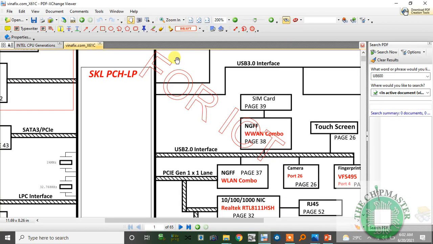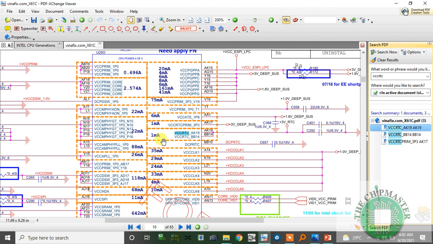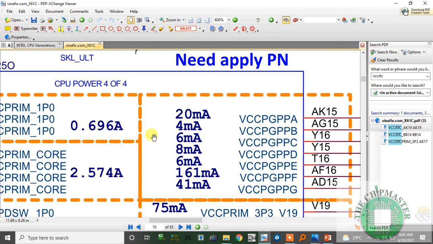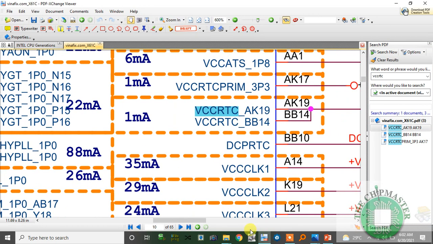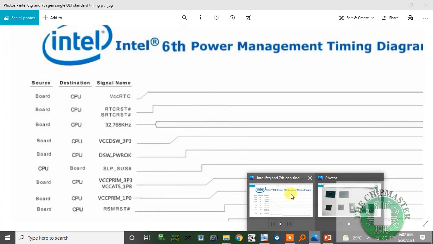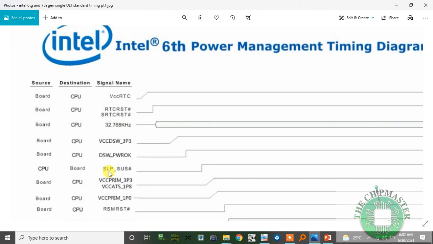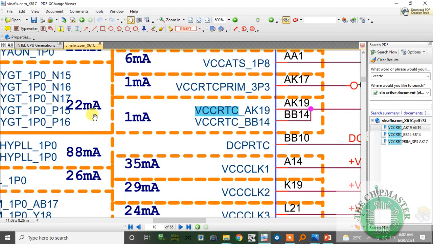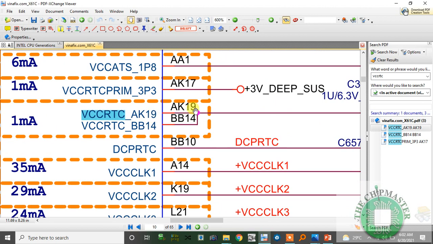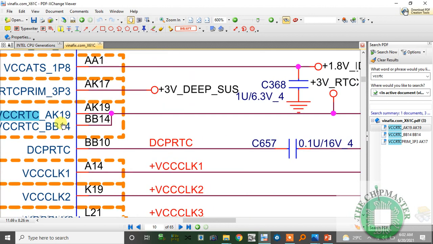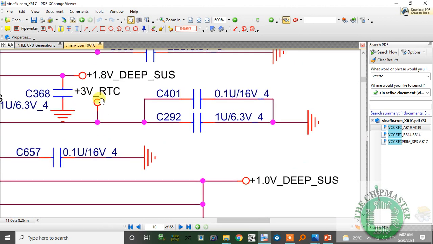So let's go over to the schematic and look at VCC RTC. I searched that, and as you can see, I have the VCC RTC code name, which is the name that is integrated inside of the Skylake U, and this name never changes and always matches the timing. VCC RTC is connected to the ball pins AK19 and BB14, so it's two BGA pins, and on the external output we have +3V_RTC, and two capacitors acting as a filter.